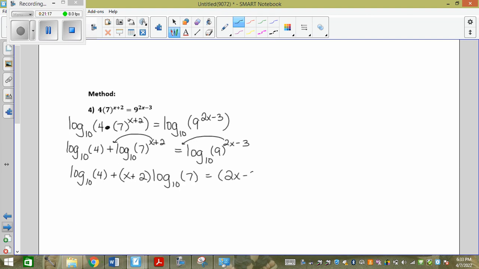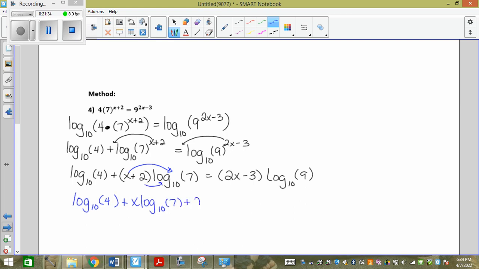equals 2x minus 3 log base 10 of 9. And I have to distribute. So I get log base 10 of 4 plus x log base 10 of 7 plus 2 log base 10 of 7 equals 2x log base 10 of 9 minus 3 log base 10 of 9.